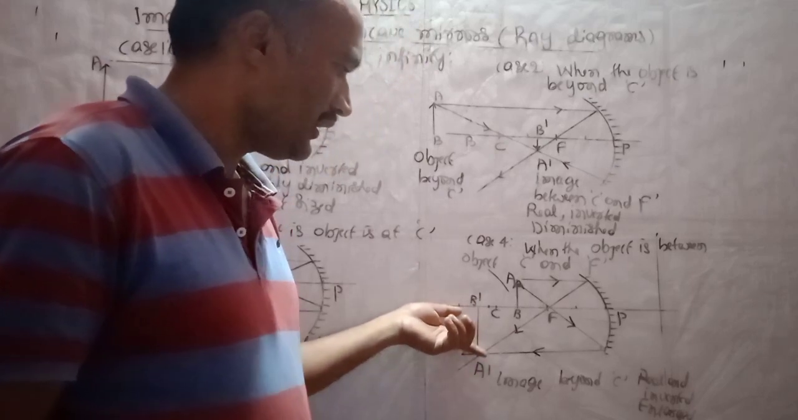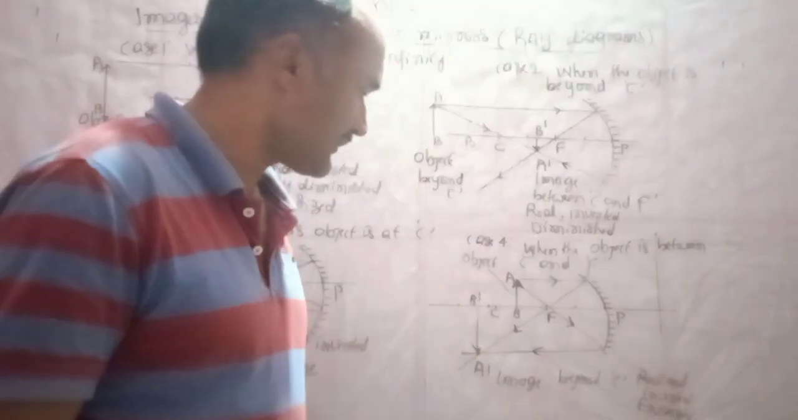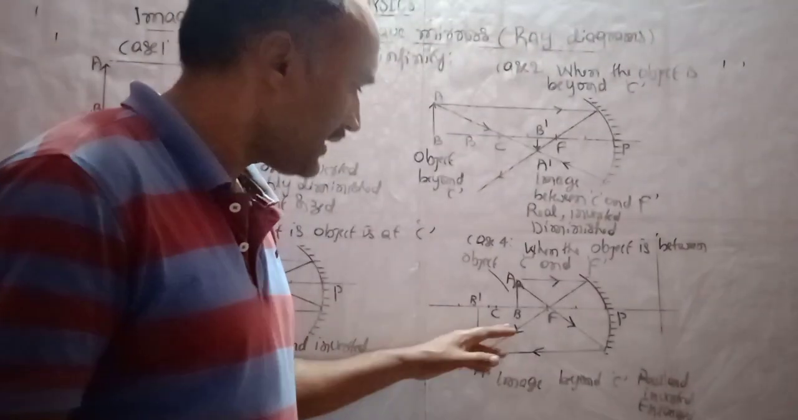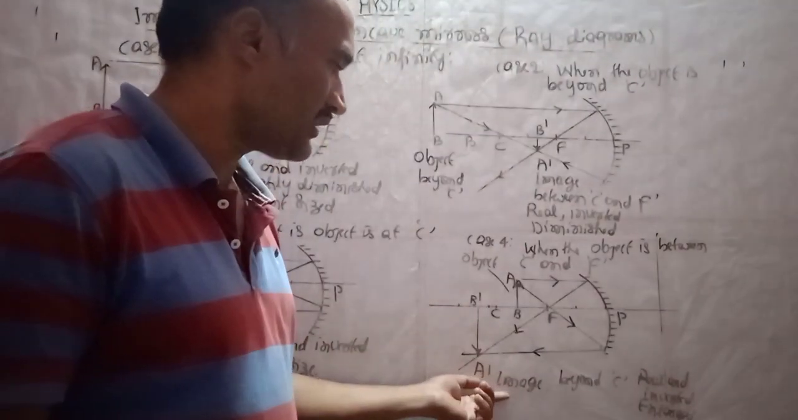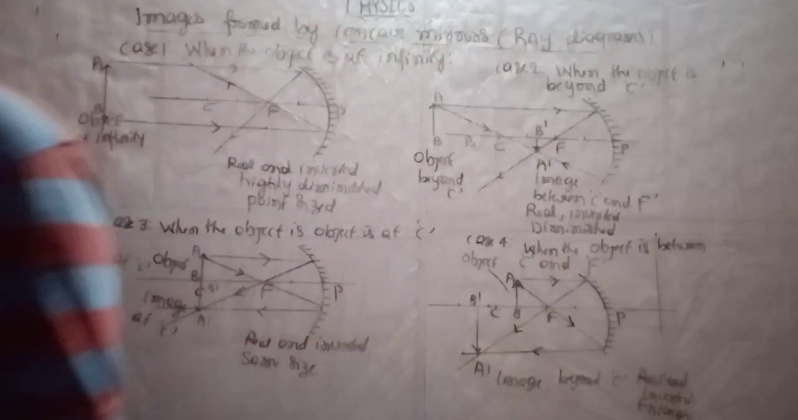The nature is real and inverted, and it is enlarged. The size is enlarged. So we can get the image behind C. So the image is behind C when the object is kept between C and F. So you note this down, student.